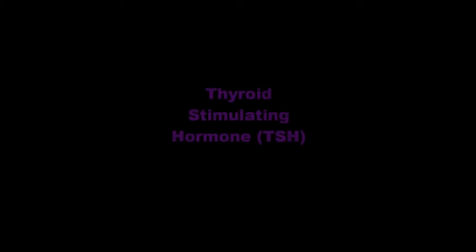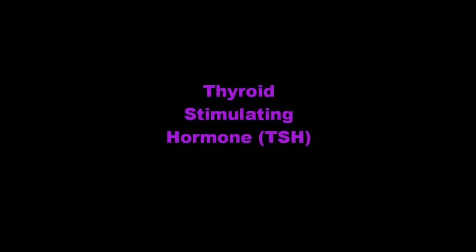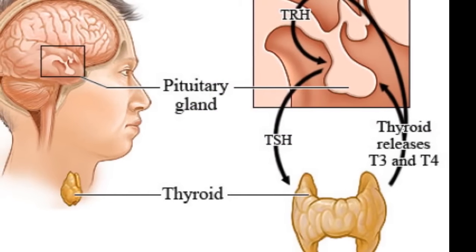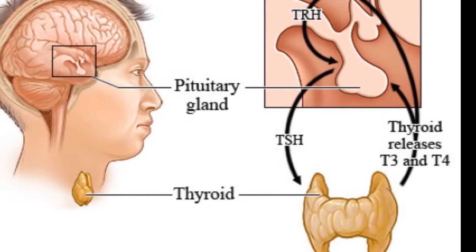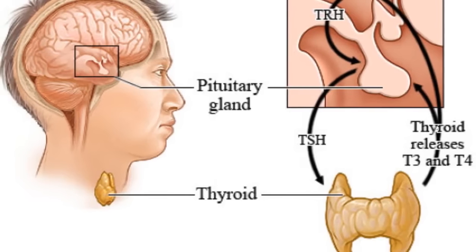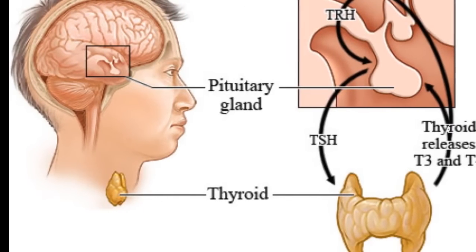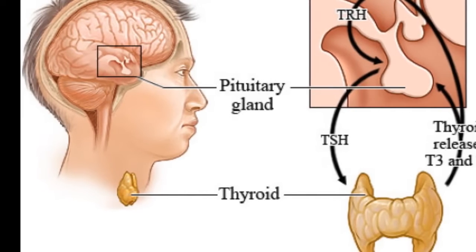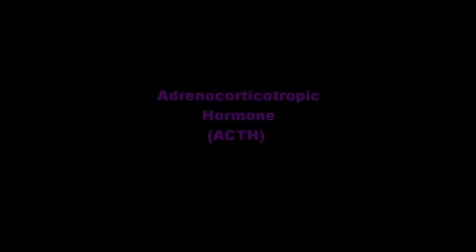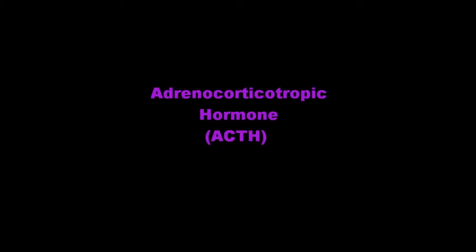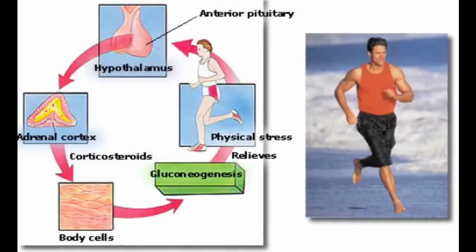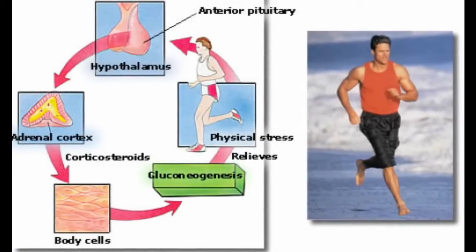Thyroid stimulating hormone, also known as TSH. TSH is a glycoprotein hormone that is released in the thyrotrophic cells of the anterior pituitary. TSH targets the thyroid gland to release T3 and T4, hormones that cause an effect on the metabolic rate and body temperature.